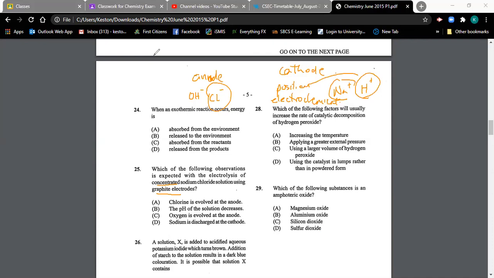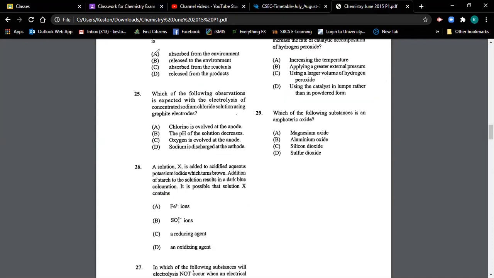26. Solution X is added to acidified aqueous potassium iodide, which turns brown. Addition of starch to the solution results in a dark blue coloration. It is possible that solution X contains what?